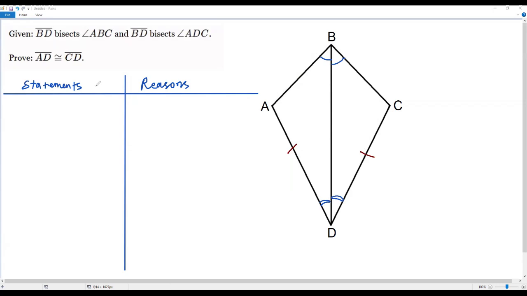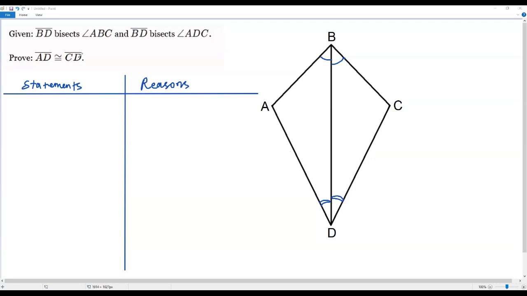How can I say that the line segments AD and CD are congruent? Because I can use the CPCTC theorem. That is, corresponding parts of congruent triangles are congruent. So if two triangles are congruent, then their corresponding parts also must be congruent.